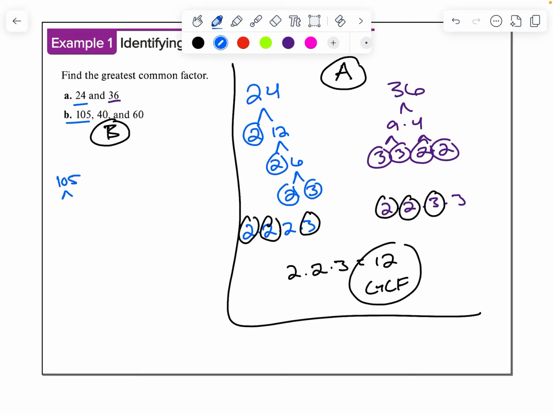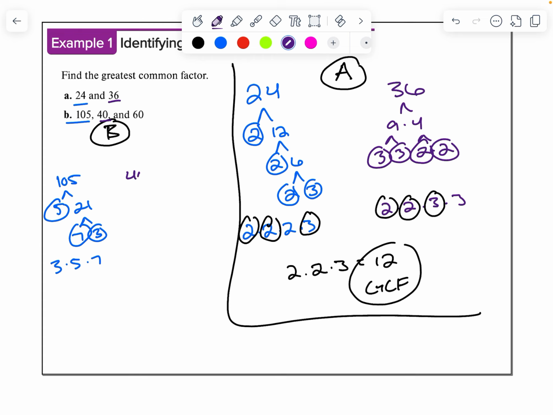It has a 5 on the end. That means you could probably divide it by 5. And 105 divided by 5 is 21. 21 breaks down into 7 and 3. So my factors here are 3, 5, and 7. I'm putting them in numerical order, smallest to biggest.